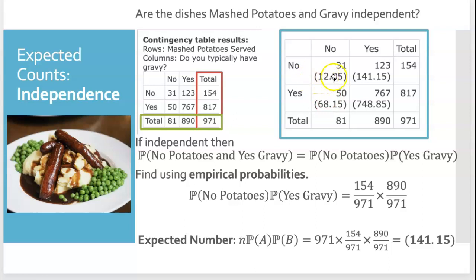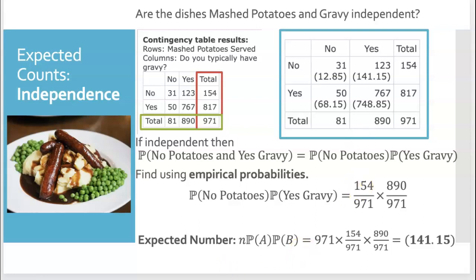So what these numbers in parentheses represent are the expected number of outcomes we should see, given that the variables mashed potatoes and gravy are independent of each other. What it's saying is that, given that there's mashed potatoes at dinner, it doesn't change the probability of there being gravy. Or given the chance that there's gravy served at dinner, that doesn't change the probability of whether or not mashed potatoes are served. That's assuming independence.